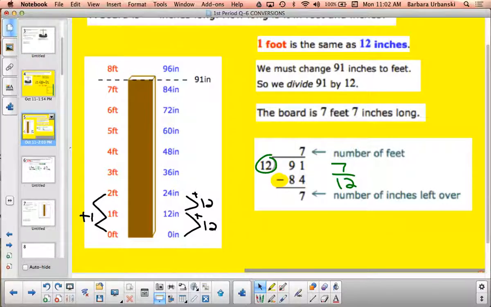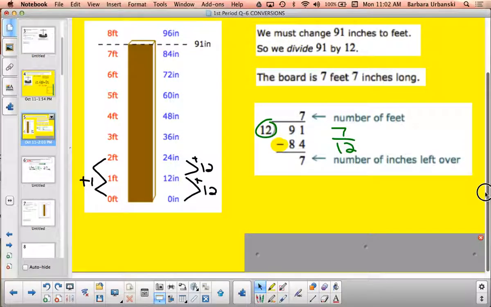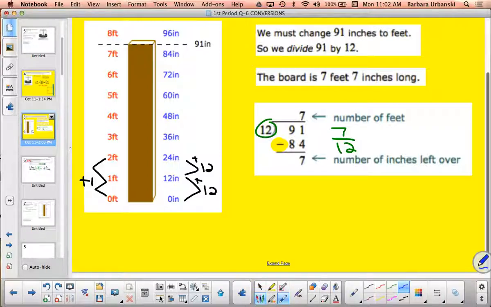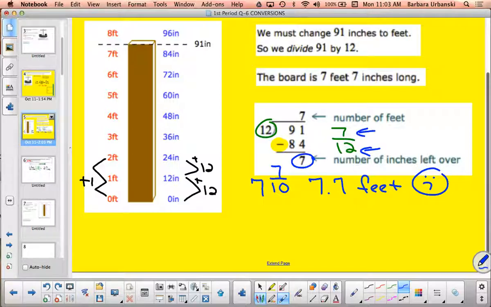What we have to be careful about in instances like this, if they did in fact tell us that we need only feet, lots of students would say that we would have 7.7 feet. That would be incorrect. It's not going to be 7.7 feet because if you converted 7.7 into a fraction, it would be a mixed number with 7 and 7/10, which is not correct, because this is 7 inches out of 12.